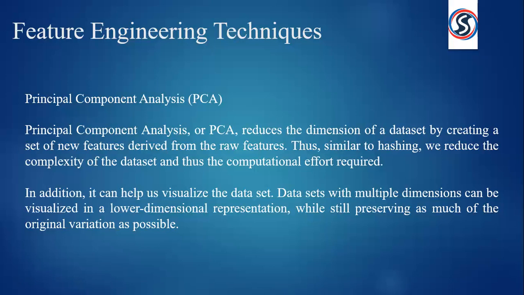We can also visualize the data with the help of PCA, that is principal component analysis. A data set with multiple dimensions can be visualized in a lower dimensional representation, so that it will not change the original variation, and will preserve as much of the original variation as possible. That is what principal component analysis says. It is a bit similar to hashing, which we had tried to see in that Jupyter notebook.